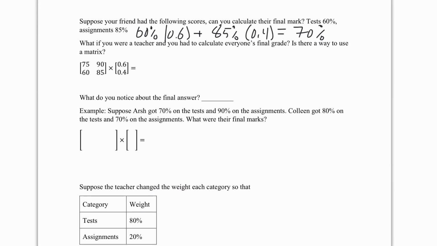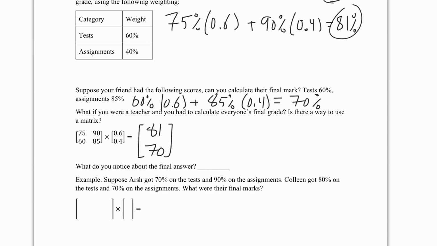Well, just for fun, let's multiply this matrix by this other matrix. So again, you're welcome to use a calculator. 75 times 0.6 plus 90 times 0.4. Well, that's going to give 81. And 60 times 0.6 plus 85 times 0.4, that'll give you 70. Hey, wait a minute, what do you notice about this answer? Well, this answer right here is the 81%. And this 70 is the 70%. It's the same as before.